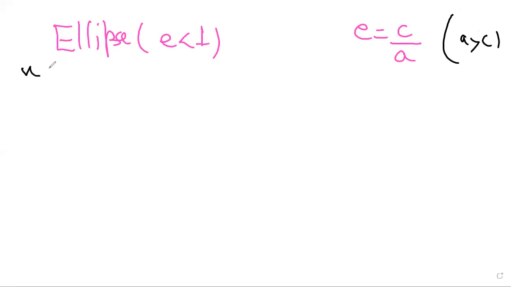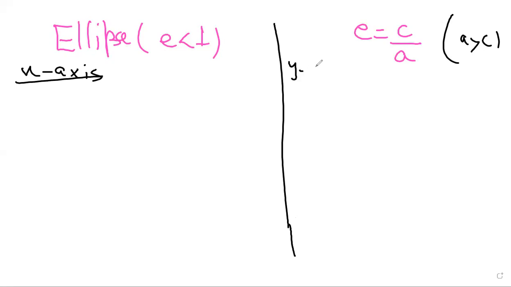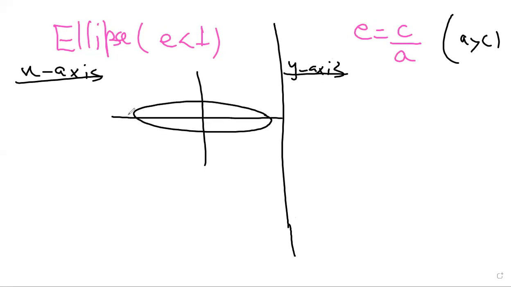Ellipse can lie on the x-axis as well as on the y-axis. If you notice, for example, the ellipse lies on the x-axis. This is called the major axis, A and A dash. This covers the major distance. That's why it is called major axis, A and A dash. If this length is greater than this one, definitely the ellipse lies on the x-axis.